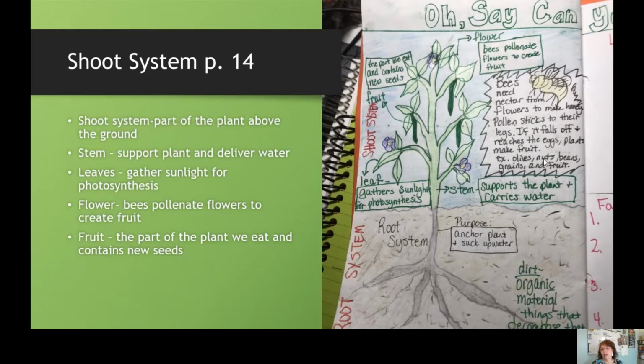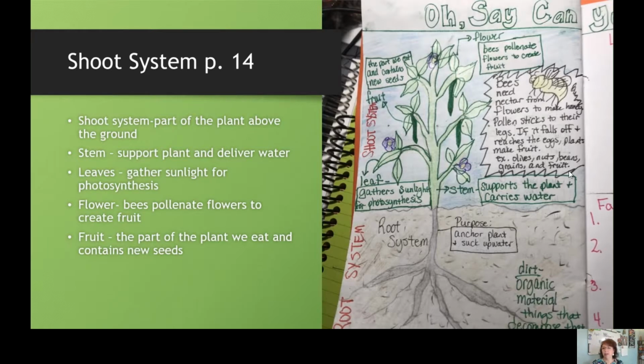Example, olives, nuts, beans, grains, and fruit. So anything that a plant makes is classified as its fruit. Even tomatoes are classified as fruit because they start off as a flower. Oranges, bananas, apples, all those kinds of things start off as a flower. And if it weren't for the bees, it would never get pollinated and it would never become a fruit. And so we really, really like bees.